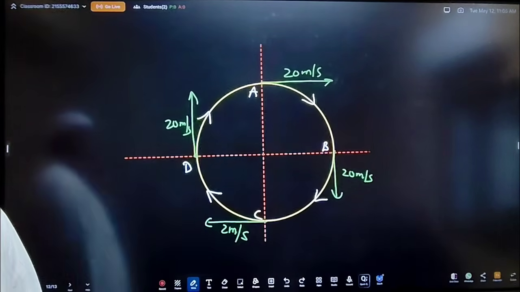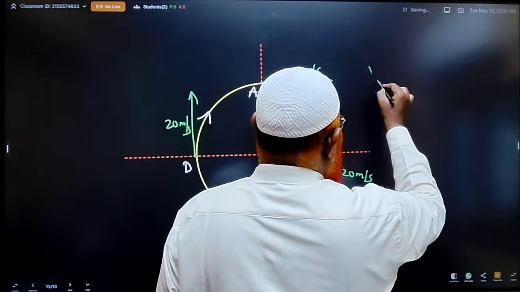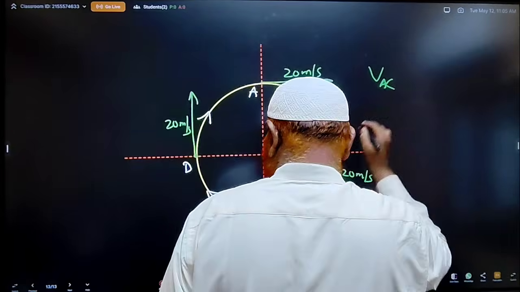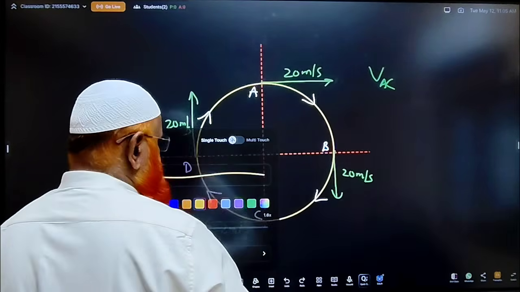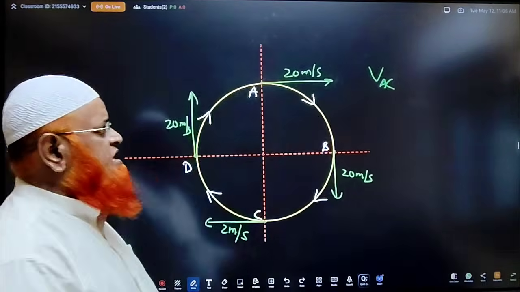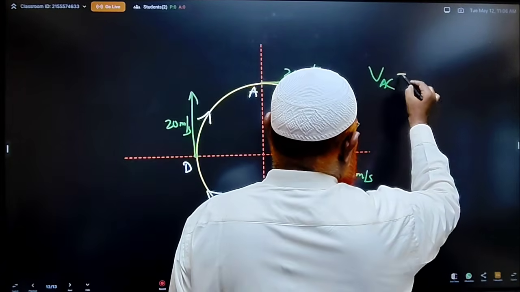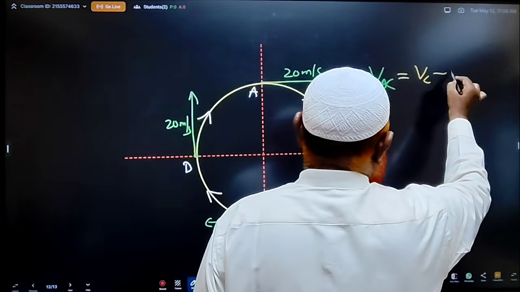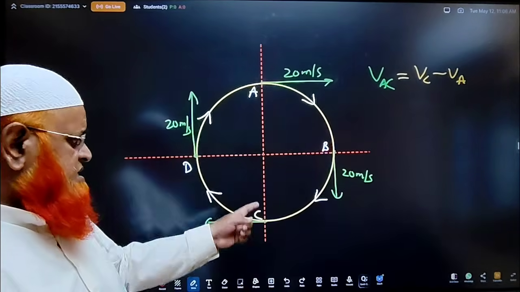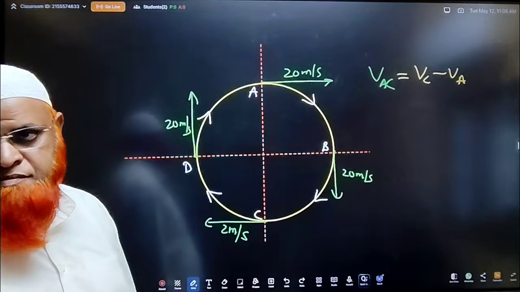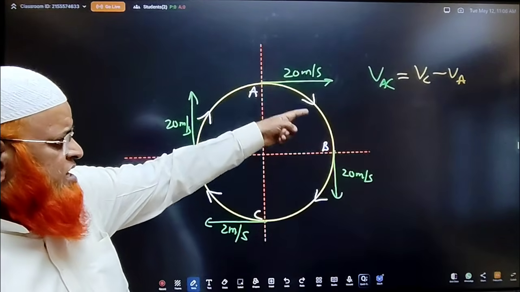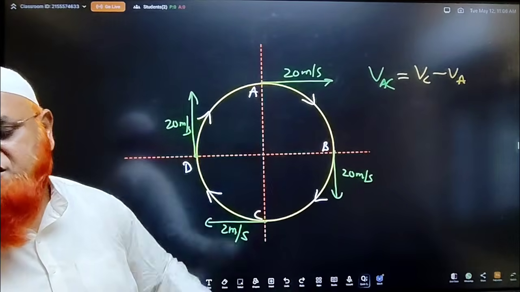Understood? Then what is the relative velocity? What is the velocity of AC? How will you write the velocity of AC? In which direction is it? See, VAC is nothing but VC minus VA. Final minus initial, put this concept. It is the initial position, it is going to the final position. Final minus initial.